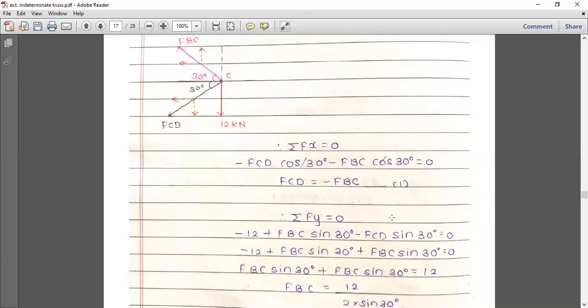Okay, now we'll put in this equation the relation we have got, that is FCD equals minus FBC. Just put this relation over here. So here, instead of minus FCD, we are putting plus FBC.